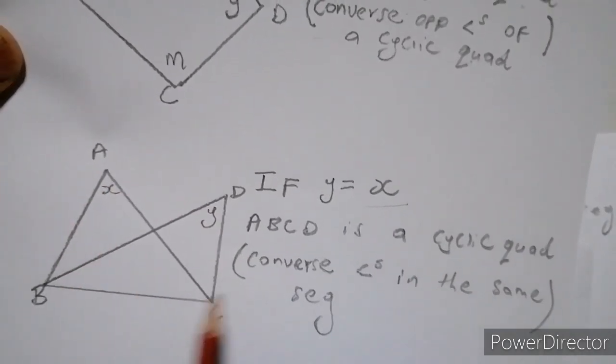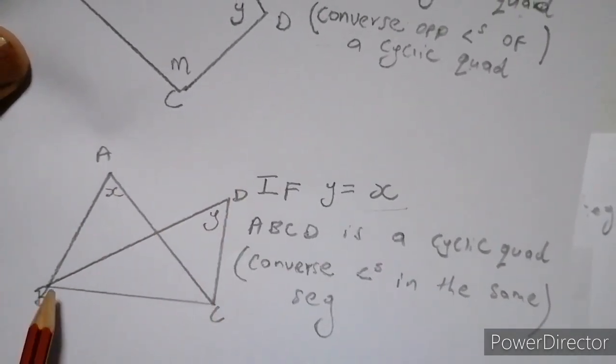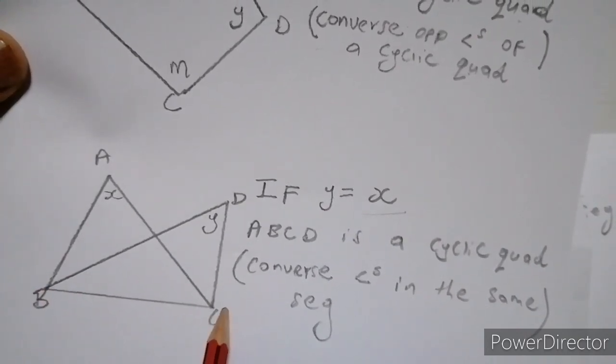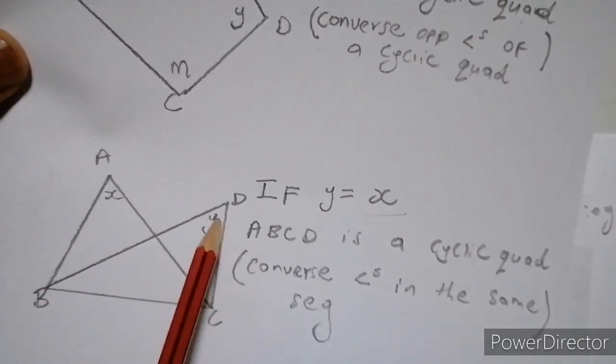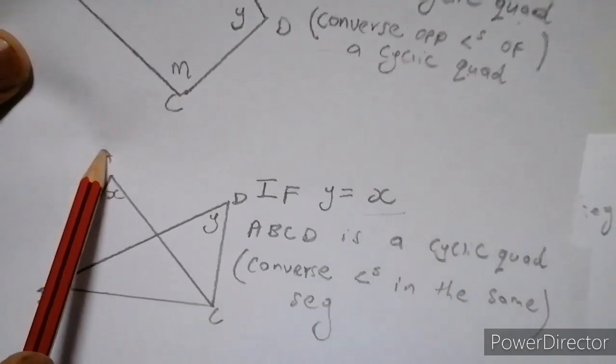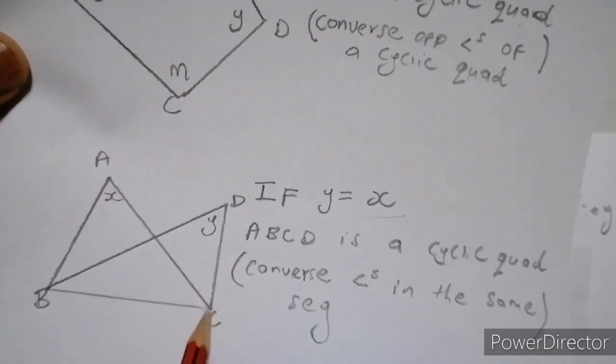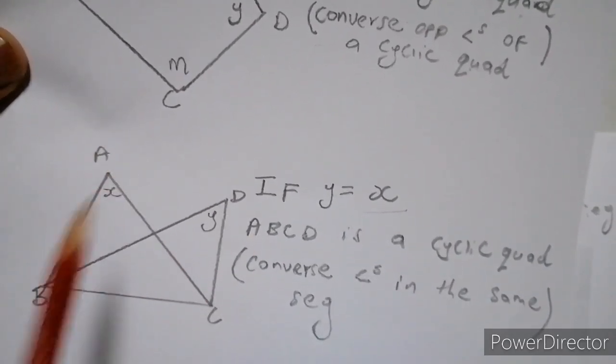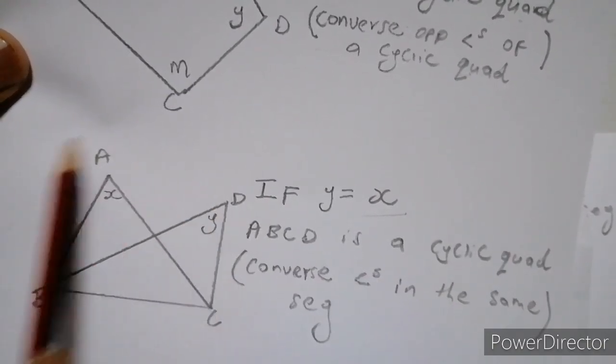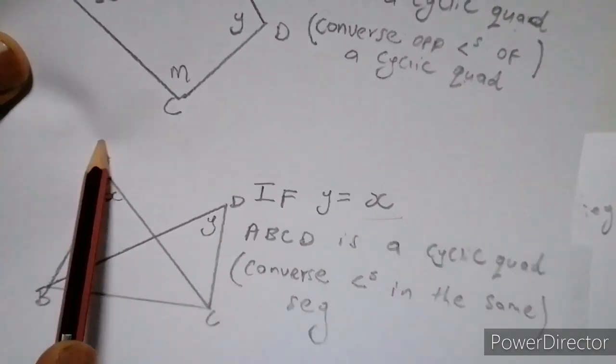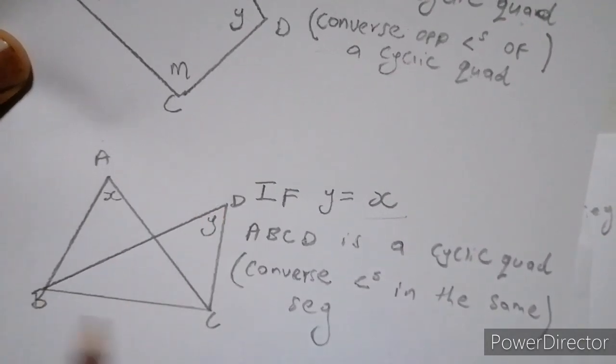Is it clear? Right, then now, even if this line is not drawn, then if we see this situation, then we can say points A, B, C, D are concyclic, they lie on the circle that we don't see there. Therefore, A, B, C, D is a cyclic quad.